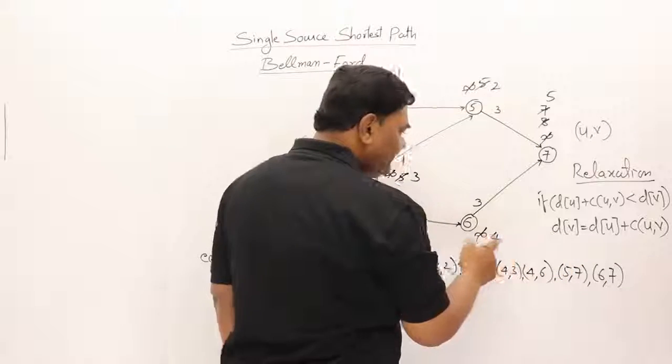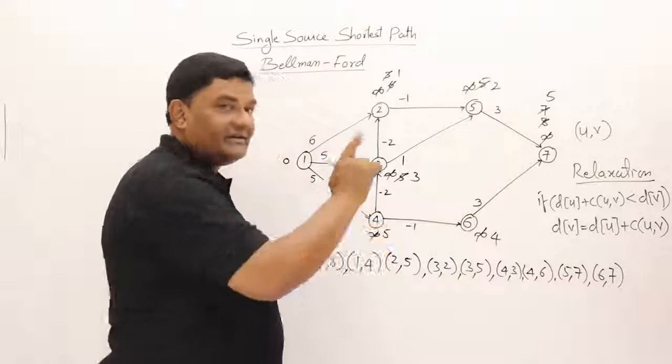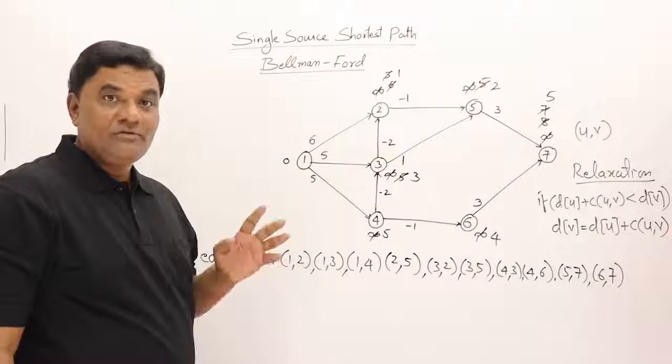Then 6 comma 7. 4 plus 3 is 7. And it is 5. No change. Let it be as it is. I have completed 2 times. 4 more times I have to do.